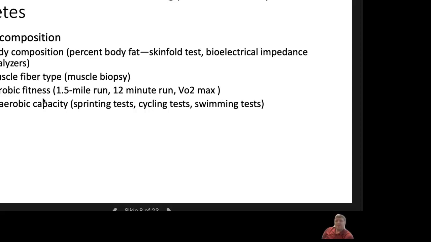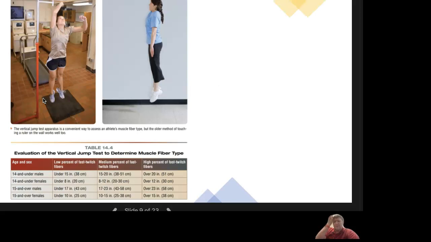So the anaerobic test would be any sprinting test, cycling test, or swimming test, and I have some procedures here. Some of you guys talked about this one, the vertical jump test. Tough to see down at the bottom. I should have made this a little bigger. So for 14 and under, this is actually a way of testing their percentage of slow to fast twitch fibers.